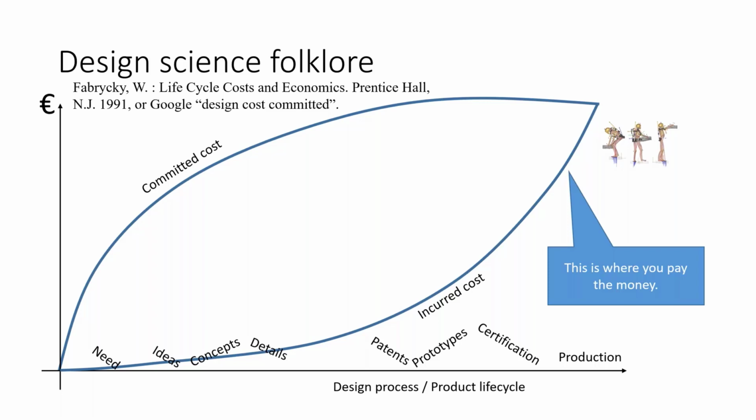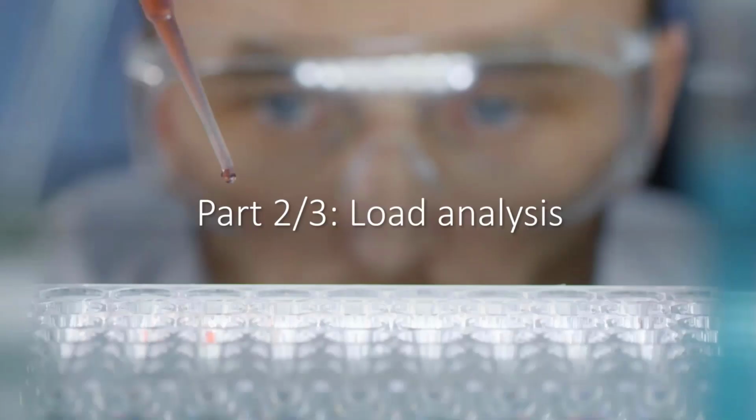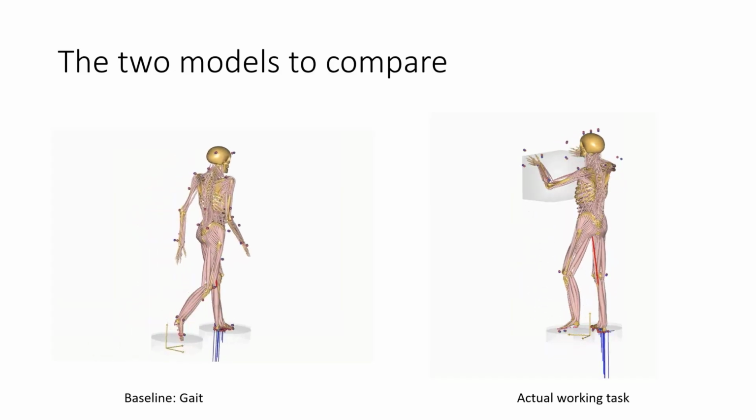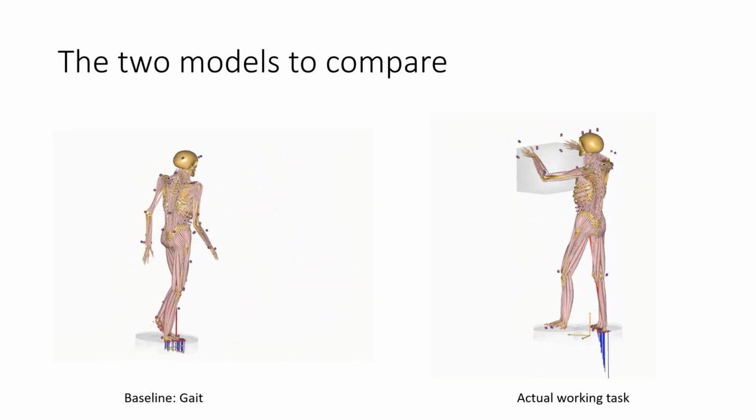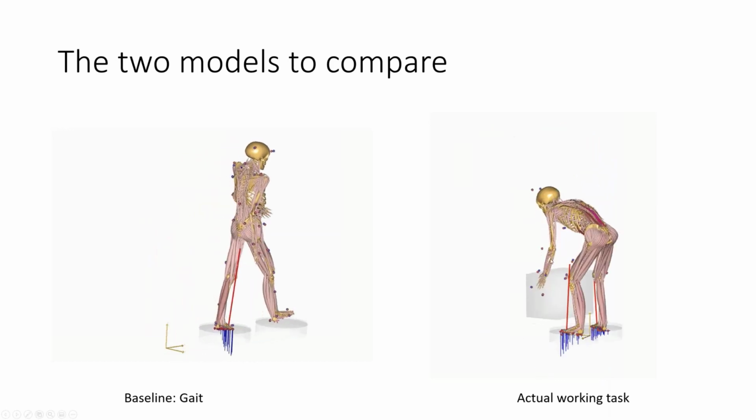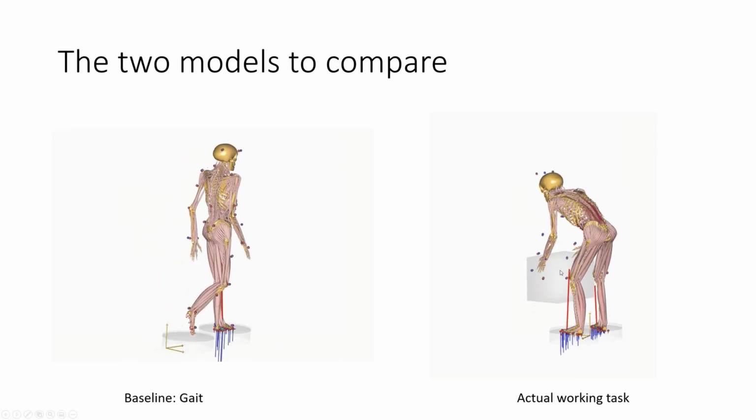Okay, so that means that we're going to focus on the conceptual design of our exoskeleton because we don't want to commit too much cost. So this is the focus of the presentation here in the beginning of the design cycle. The first thing we're going to do is come up with a load analysis. And for this purpose, we need two different musculoskeletal models. We need the actual working task, which is the one that you see over here on the right-hand side. This is the person lifting the box and taking a little step and then placing the box on a high shelf.